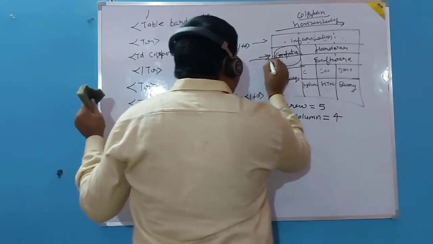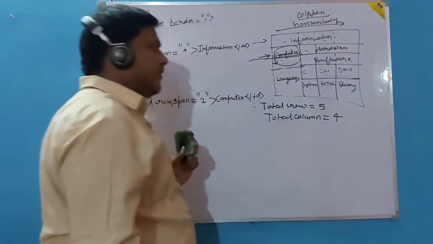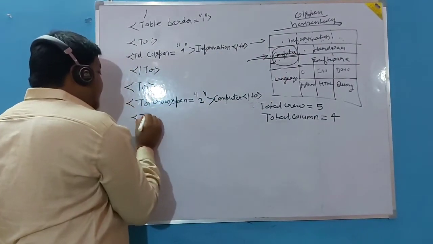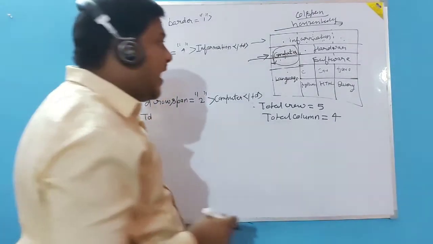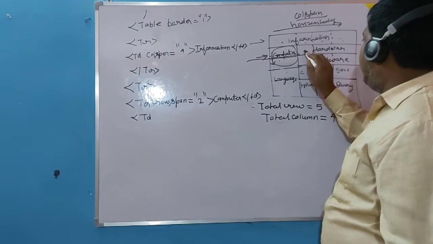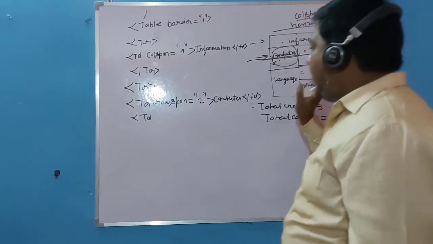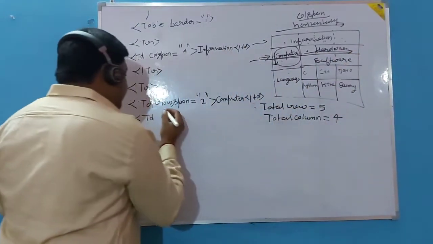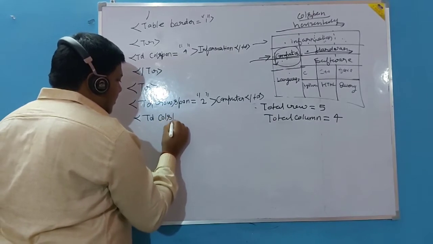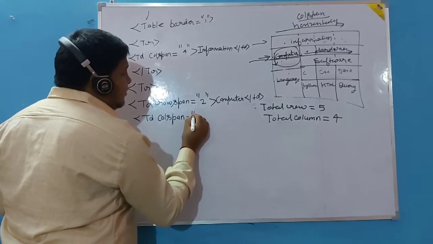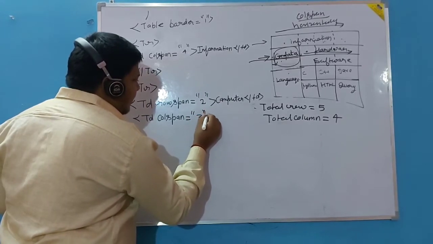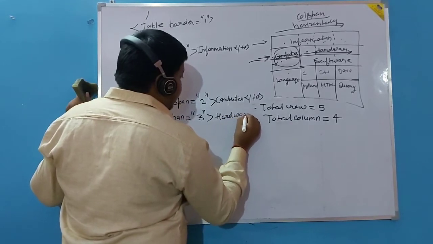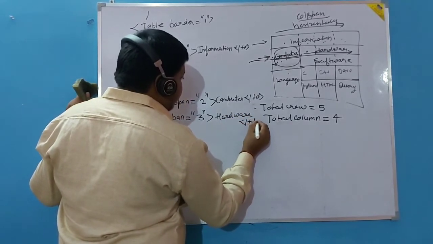Now in this row we have this one also, hardware. So for hardware, for the other cell I will again open the TD. Clear? And in this we also have column 1, column 2, column 3. 3 columns are merged. So I will use, and merging in which direction? In this direction. So I will use here TD colspan is equal to 3. And what information have we represented? Hardware. And then I will close the TD.